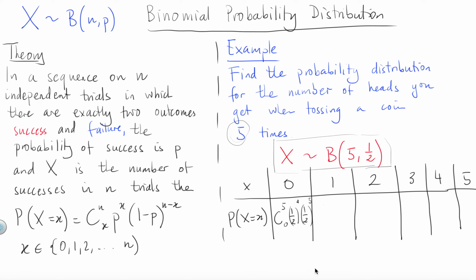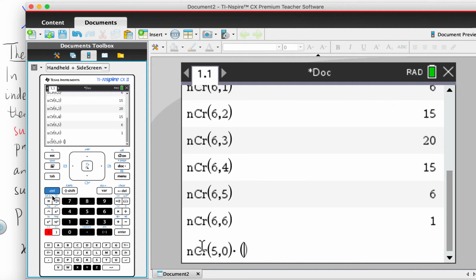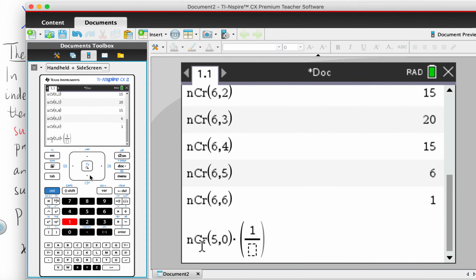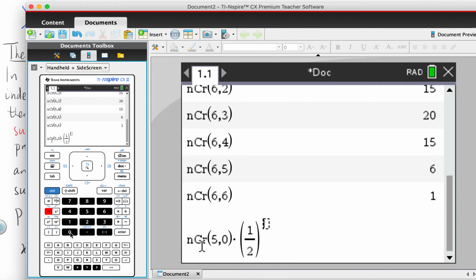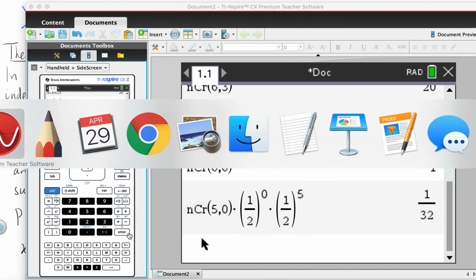So we can do this in our calculator. Do 5 NCR 0, which is actually just 1, times by brackets a half raised to the power 0. Well, any number raised to the power 0 is just going to be 1, but we'll do it anyway, times by brackets 1/2 raised to the power 5. Okay, it's 1/32.